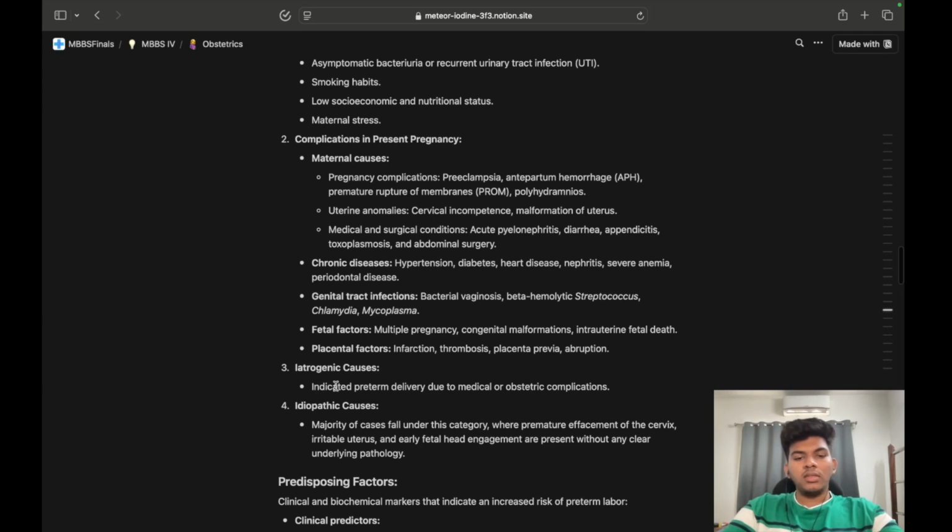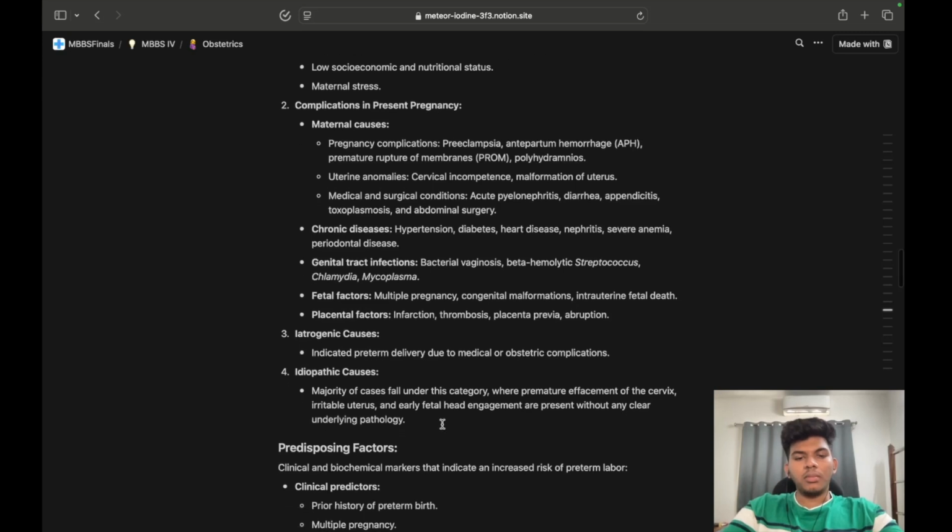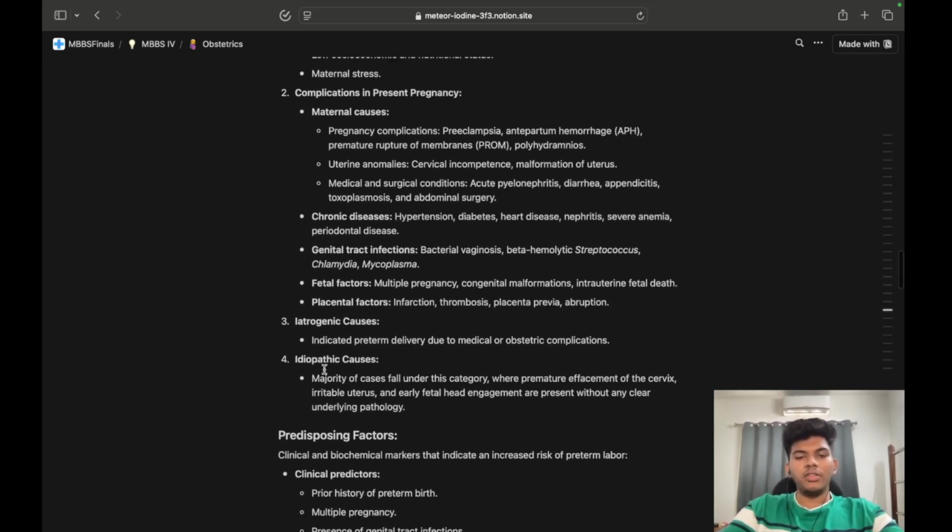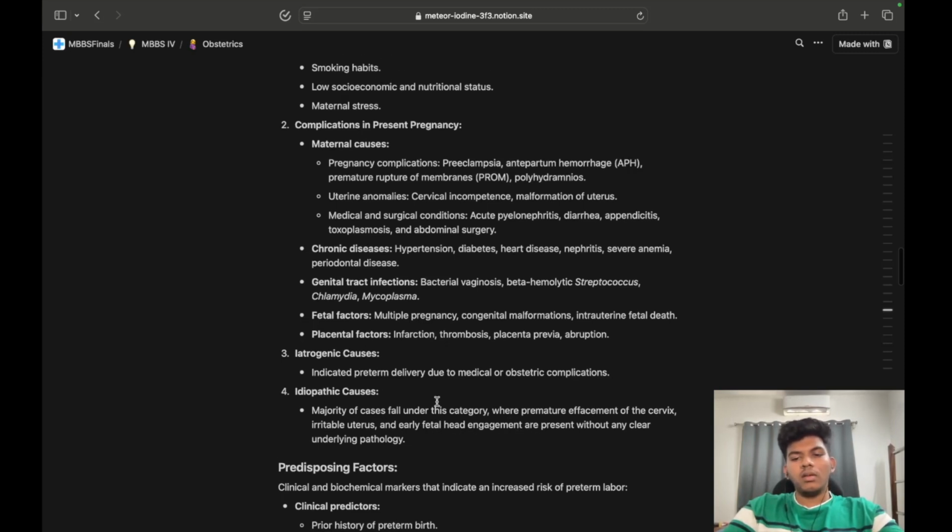Iatrogenic causes: indicated preterm delivery due to medical or obstetric complications. So based on the complications, there could be preterm delivery. And idiopathic causes, most of them fall under this. Premature effacement of cervix, irritable uterus, early engagement of fetal head, or without any kind of underlying pathology.